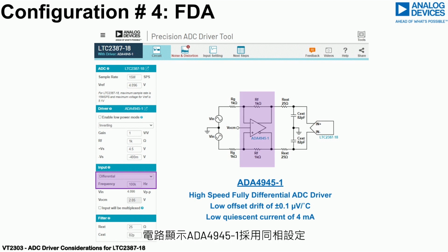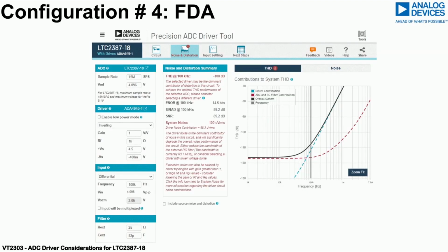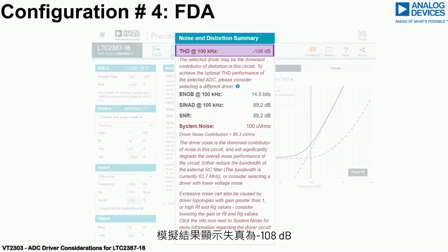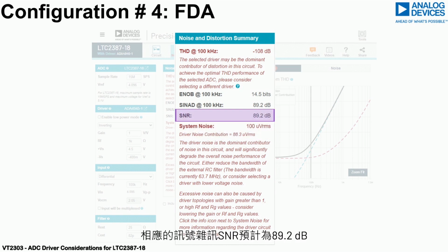The circuit shows the ADA4945-1 configured in an inverting configuration. Its output is connected to the RC filter, which then connects to the LTC2387-18. The simulation shows a distortion of -108 dB and a system noise of 100 microvolts RMS, with the associated signal-to-noise ratio projected to be 89.2 dB.